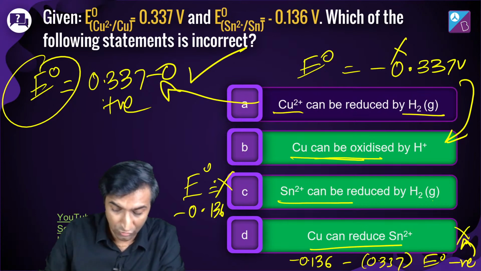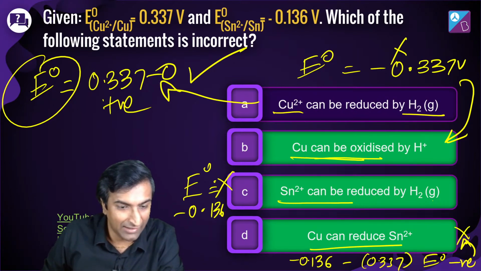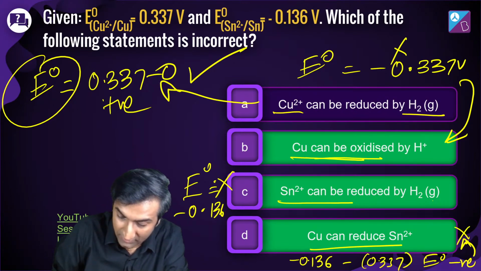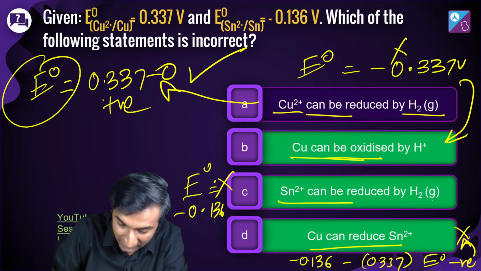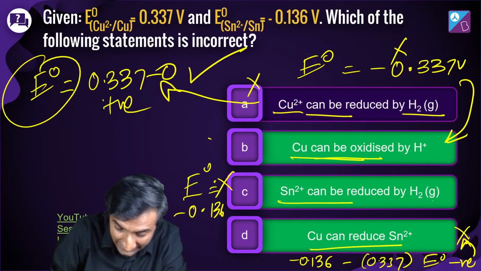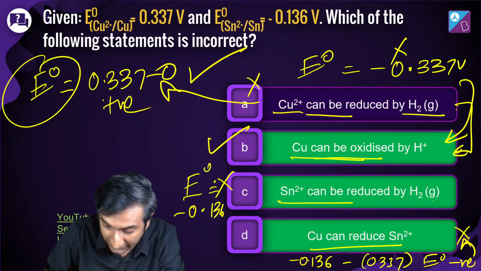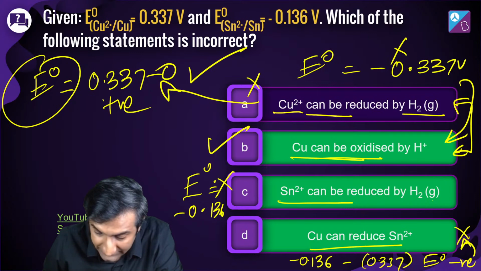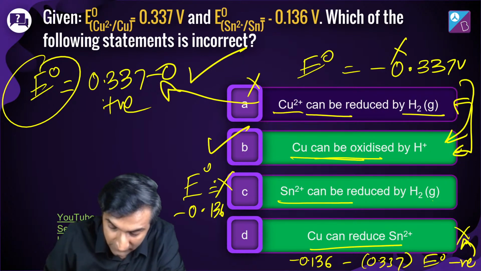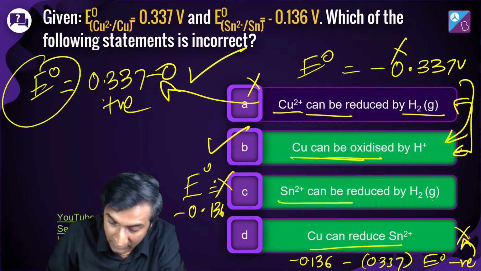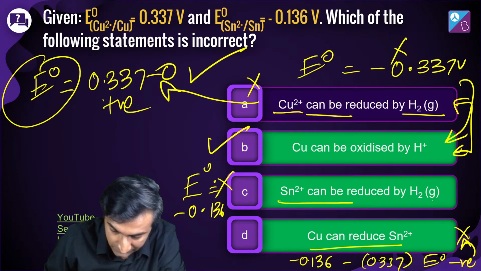You can carry on. दोस्त, कहाँ हो शंकर? भाग गए? Are you here? देखो यार, if this is correct, if this is incorrect, then this has to be correct. They are opposite, right? Both of these are opposite. Cu can be oxidized by H plus. Okay, let us see. Since आप बोल रहे हो, we'll see again.